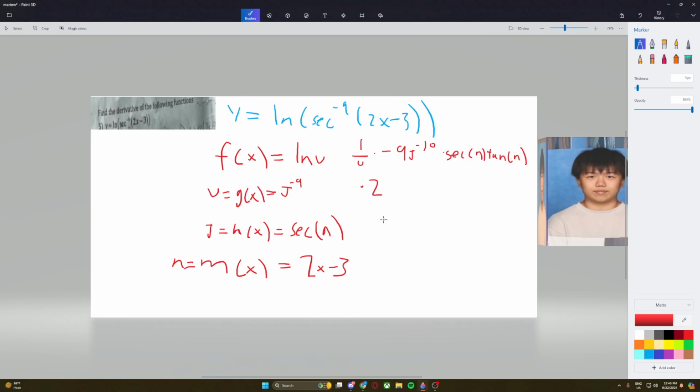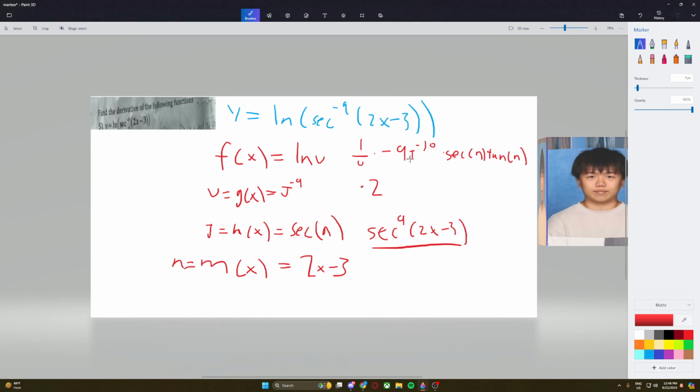And if we plug in the numbers, we get 1 over u, which is g negative 9. So negative 9 sec to the negative 9 of 2x minus 3. And since it's on the denominator, the negative 9 turns into a positive. So it's actually positive on the top. So it's sec 9 of 2x minus 3.